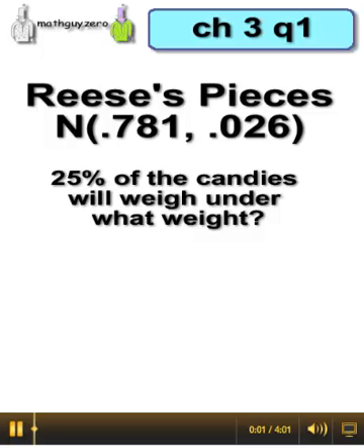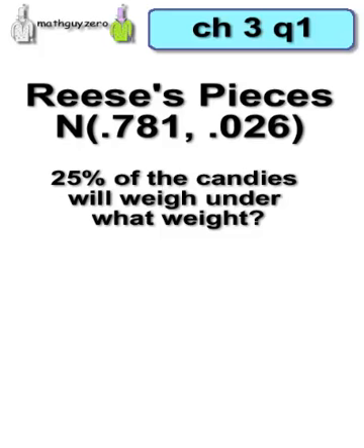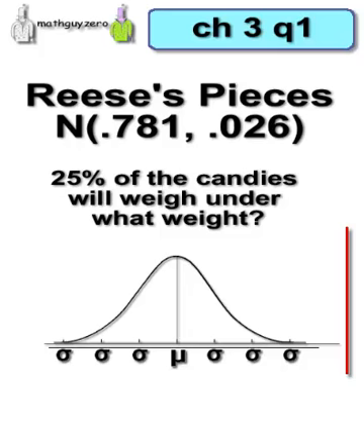So we're looking for the weight where 25% of the candies will weigh under. So first thing we got to do is remember what that looks like on the normal distribution curve. 25%. Remember the mean cuts the data in half, so that's the 50% mark. And then one standard deviation to the left, that little chunk right in here is another 34%. So it's going to be somewhere between these two ranges right here, between mean minus one standard deviation and the mean. So somewhere right in there.